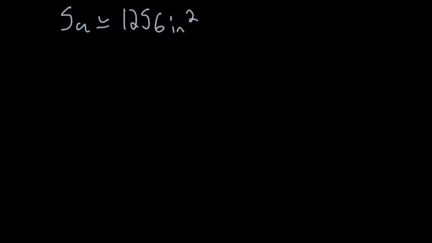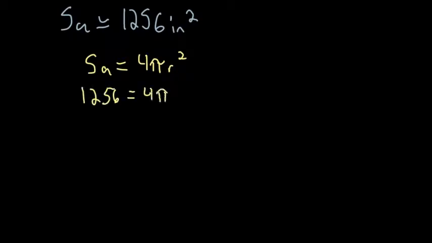Alright, so let's do one more. We're given that the surface area is 1,256 inches squared. So if we take our formula, surface area equals 4 pi r squared, now we put in what we know. We know 1,256 equals 4 pi r squared. So to solve this, first thing you can do is find what 4 pi is. So we're going to do 4 times 3.14 to get 12.56.